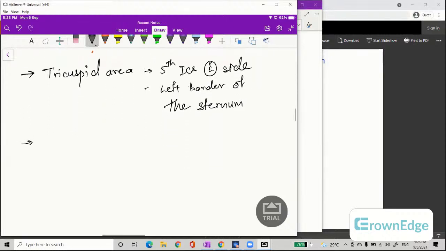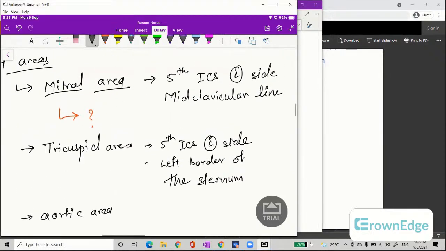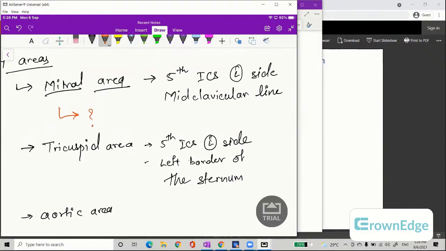Then let's move on to another area, which is the area for the aortic valve. Yes, I got the answer from Akhil, right? So this area will be called the apex beat, the area of the apex beat. Why? Because the apex of the heart is present at that area.